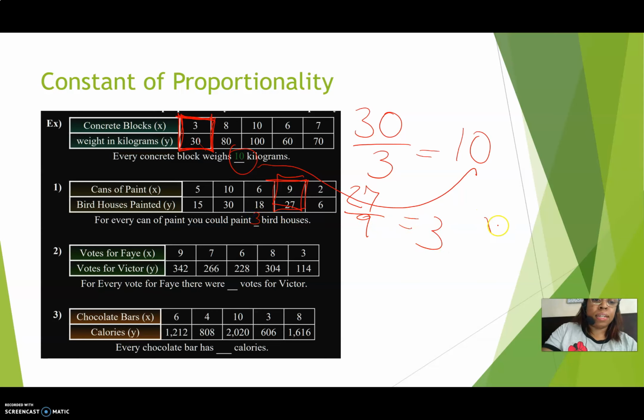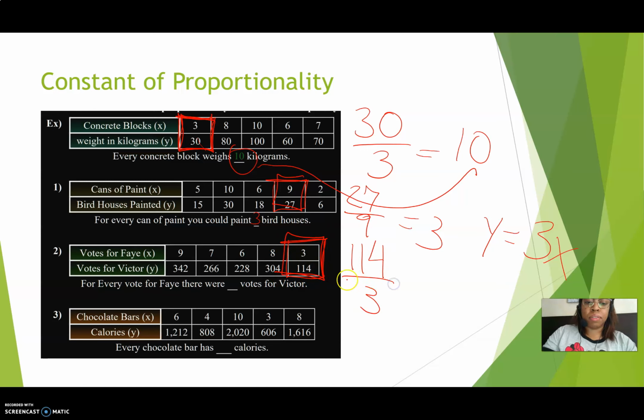So when I set it up in my equation, the y and the x part stays the same. That k is the part that I change once I figure out what number it is. I do the same down here. I can pick any of these. I'm going to have 114 divided by 3.